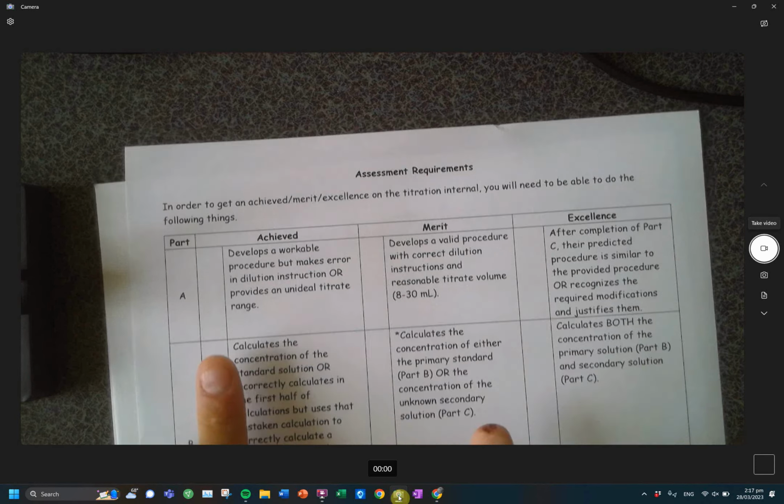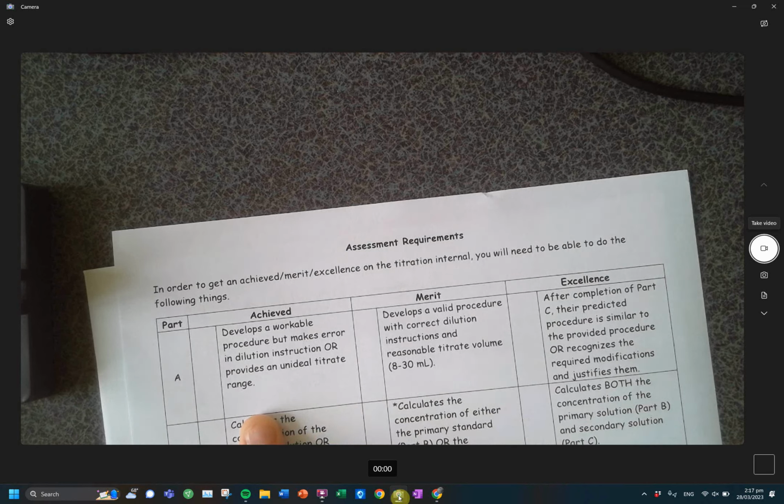All right. The first part is part A, and that's the one where you are making your titration instructions. You're basically starting to write a method for titration, explaining how this experiment works. So again, achieve, merit, and excellence. I'll talk about part A in more detail, what we're looking at for each level, but that's the first section. Part A is a practical-based section for this internal. So keep in mind that you guys are going to have to use equipment and things like that.